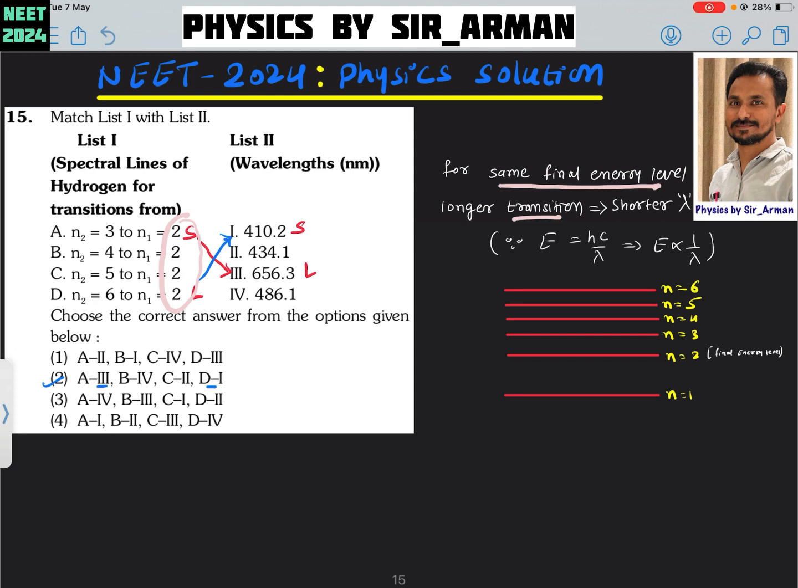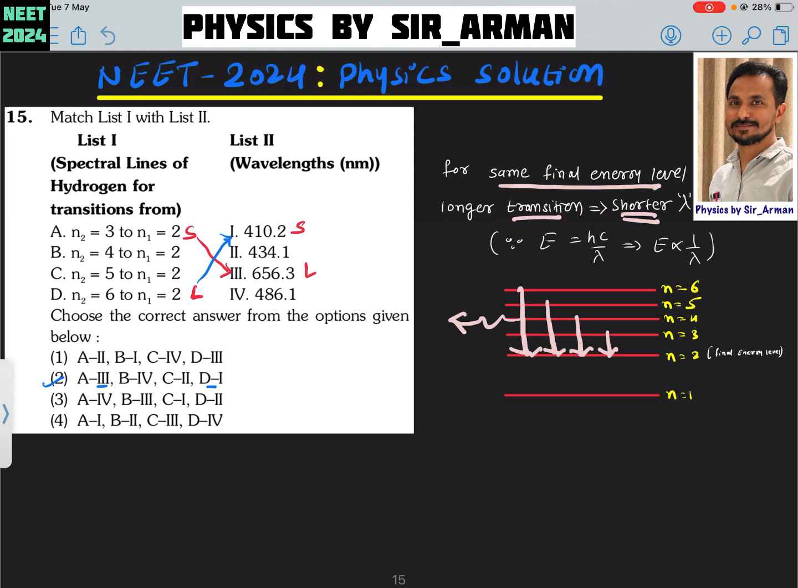Why? Because a longer transition means more energy will be released, because the electron is coming to the lower level. When it comes from a very high level to a lower level, more energy is released. More energy means higher frequency, which means shorter wavelength. So for the transition from the 6th level to the 2nd level, the wavelength should be shorter. From all these, which has the shortest wavelength?